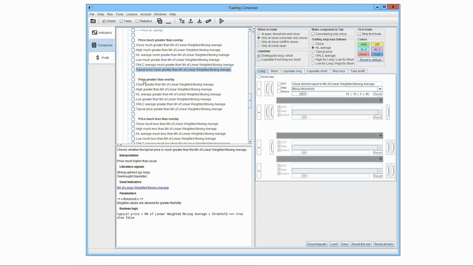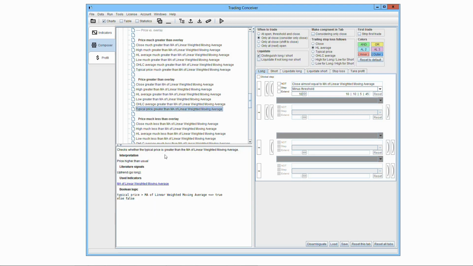The price greater than overlay algorithm checks whether the price is greater than the moving average of the overlay. So the algorithm is true if and only if the price is greater than the moving average of the overlay.